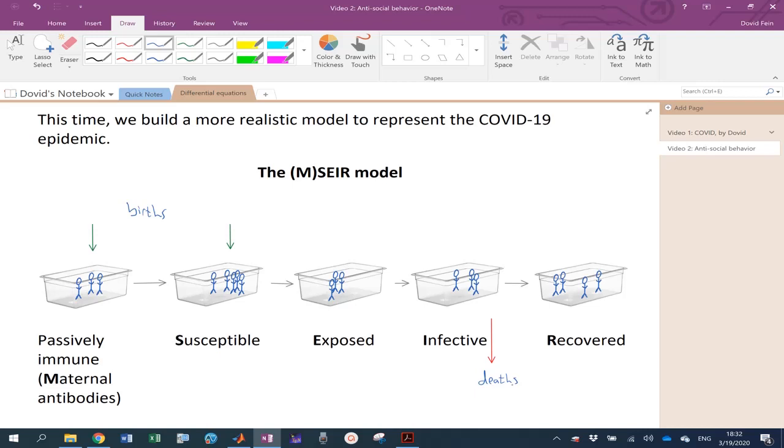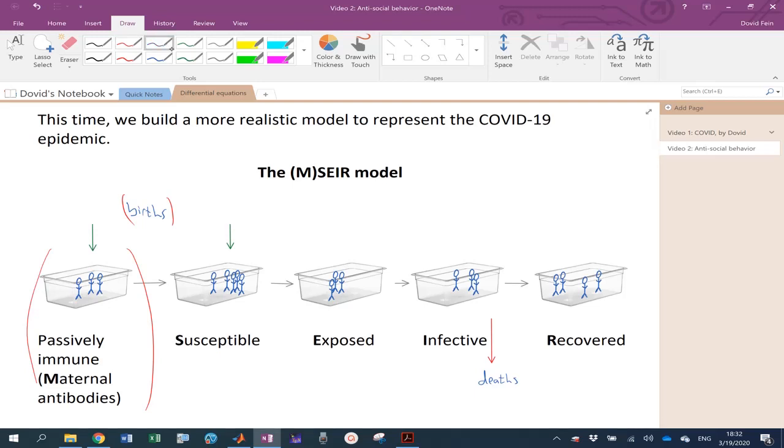Now, in the model I build, I'm going to actually ignore births and also natural deaths. I will take into account deaths from the disease. I'm also going to pretty much ignore this completely. So really, I'm setting up the M for another time, but we're only going to be looking at the susceptible, the exposed, the infective, and the recovered. So it's really an SEIR model.